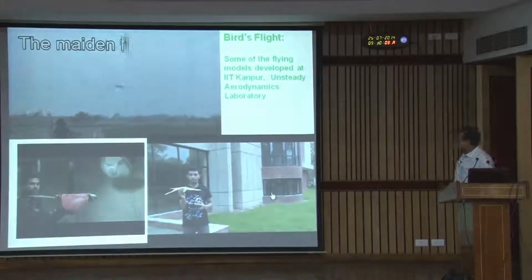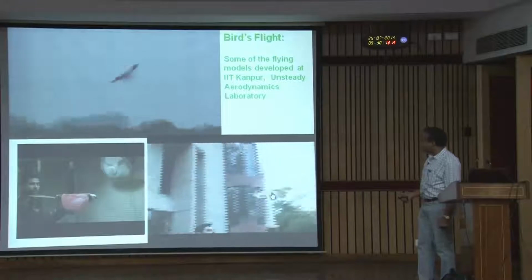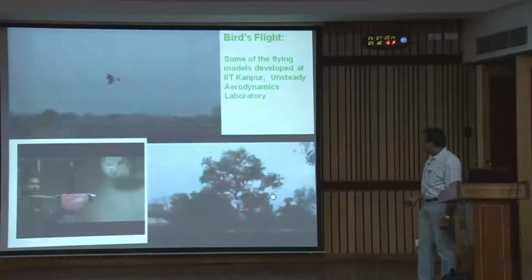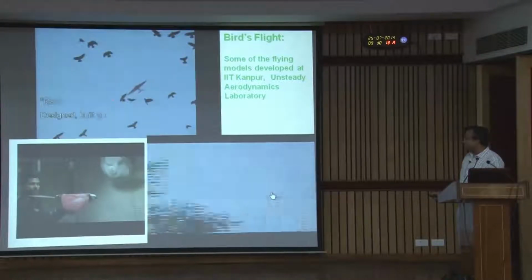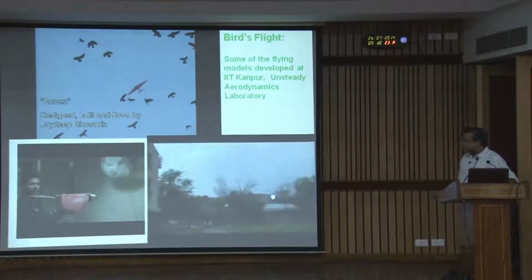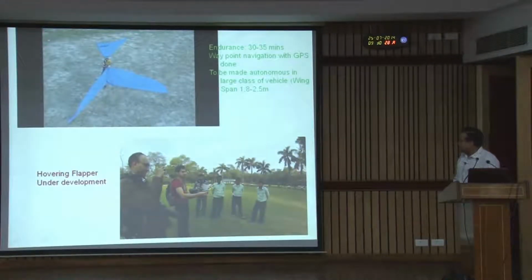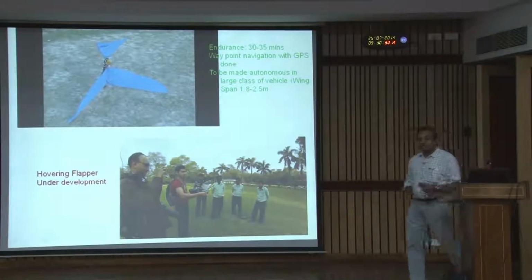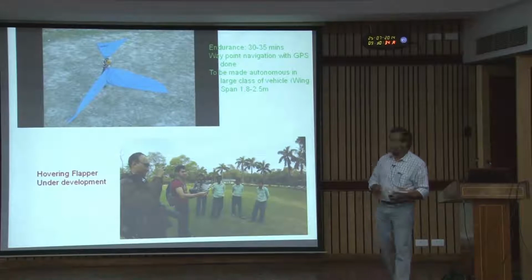This model is a 1 meter wingspan model, and this model is a half a meter wingspan model. This is our first model we flew, and some of the tests that have been done are for a smaller model. This is the student who has a very good hand at building this. So, he has done this. Okay, this is RC controlled. He has a very good hand at flying also, making and flying.